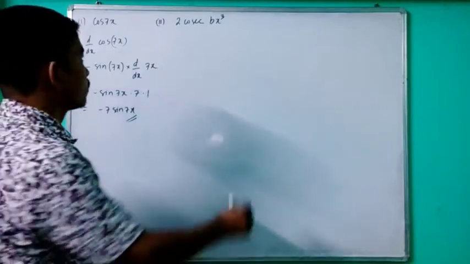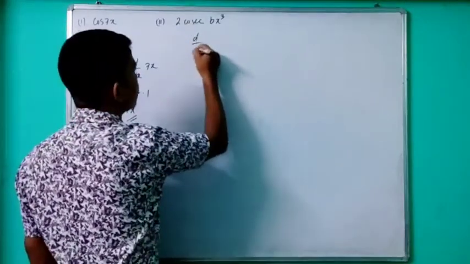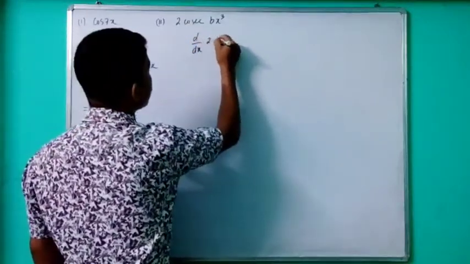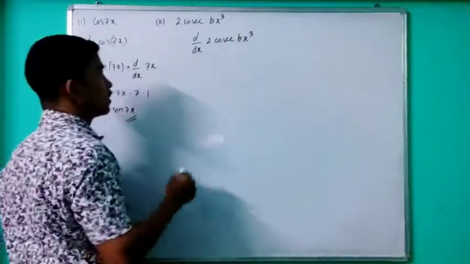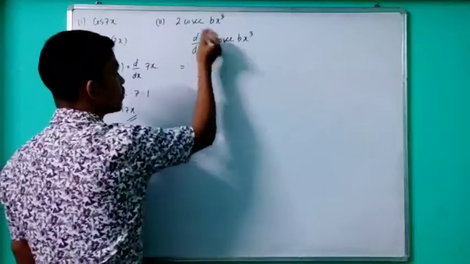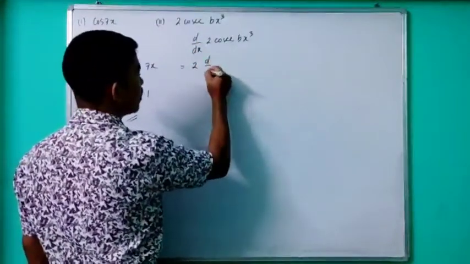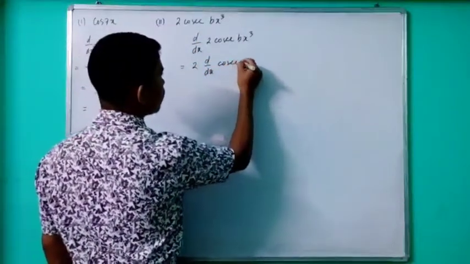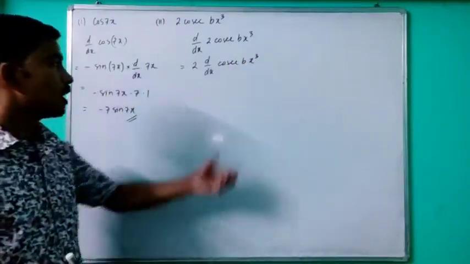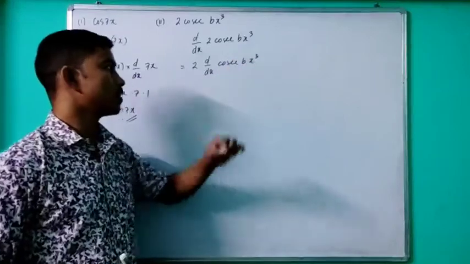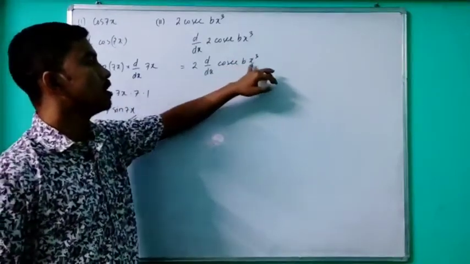Okay, so simple. So coming to the second one, again d by dx of 2 cosec of b to the power x cube. So what do we do? We simply take the constant 2 outside, and d by dx of cosec of b x cube. But here what we have is the formula only for cosec of x, but here I have cosec b x cube.